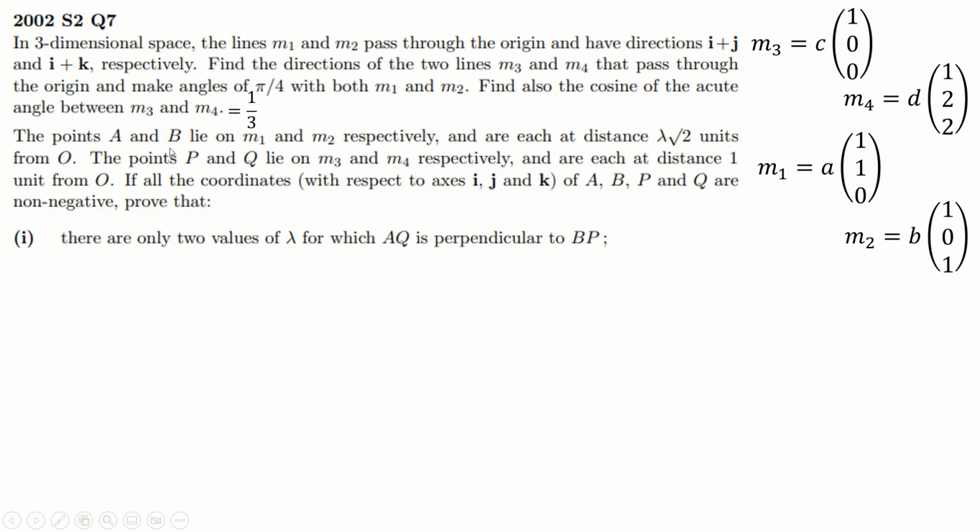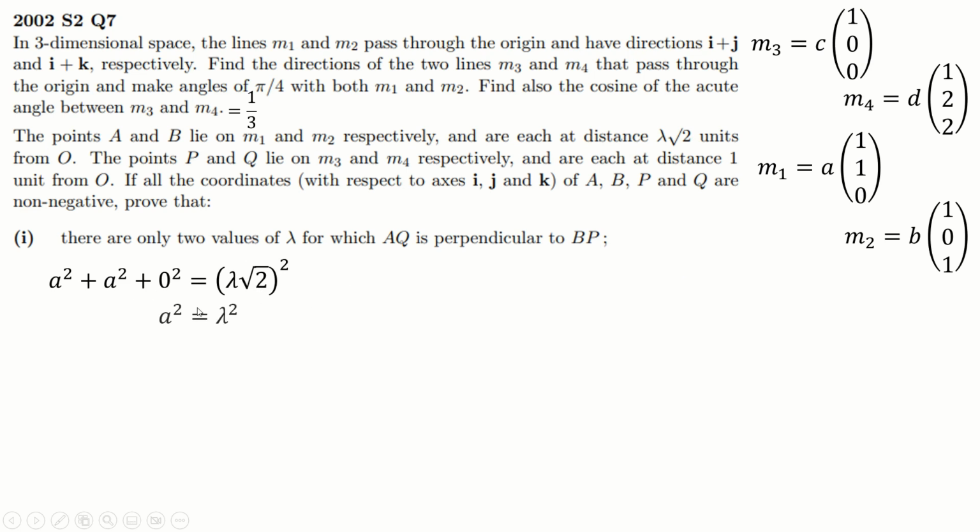The points A and B lie on M1 and M2 respectively, and are lambda root 2 away from O. So okay, they're on M1 and M2, which are just these equations here. This is the entire equation of the line. So how do we get lambda root 2 away? Well, let's just do a distance formula for this. This can be written as a, 0, can't it? So that means a squared plus 0 squared is equal to lambda root 2 all squared, right? So wherever you are on this line, I'm finding the a value for which we're this far away, I guess, is what I'm doing.